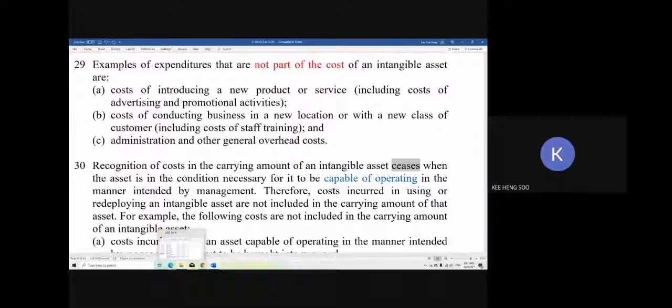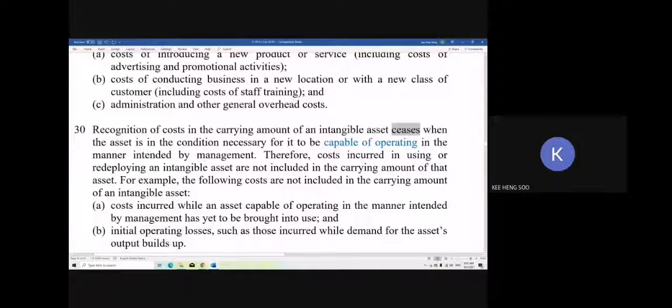Okay, costs incurred in using or redeploying the intangible asset are not included in the carrying amount. So what are the ones not included? Your repair and maintenance, costs while the asset is capable of operating as intended by management but not yet brought into use, initial operating losses and so on. These are not included. So the following is not included.